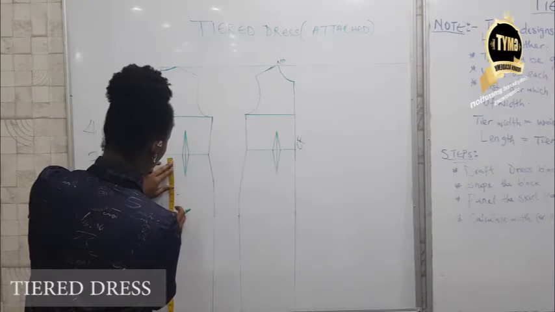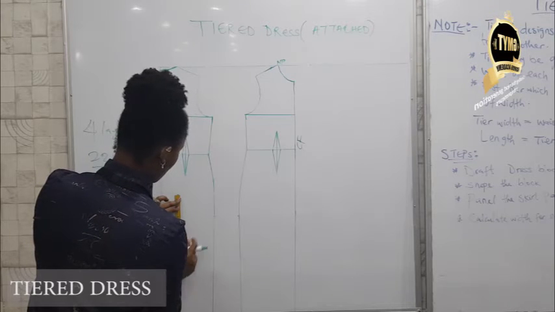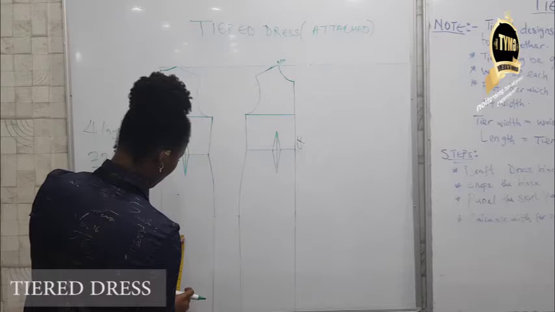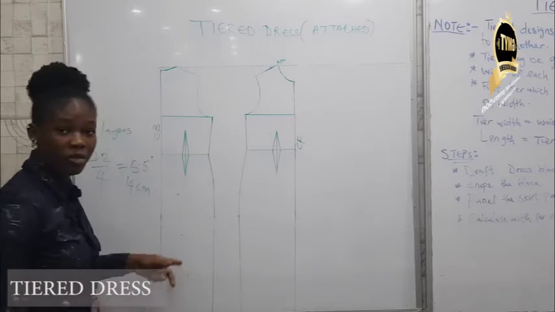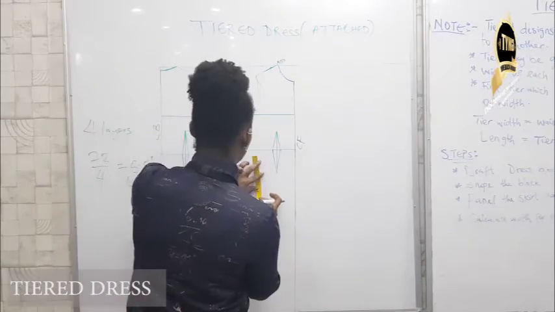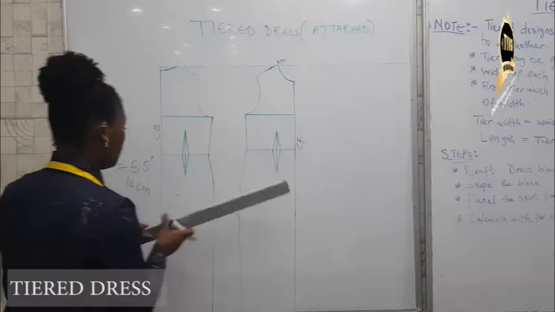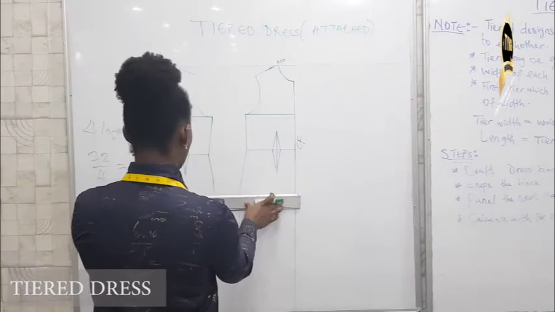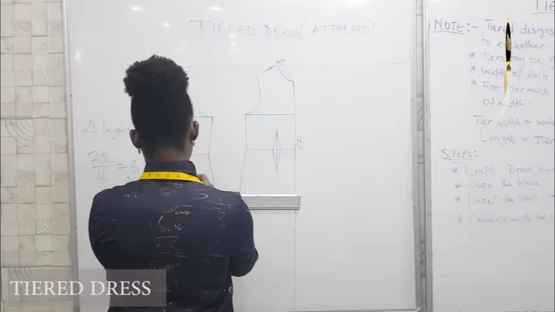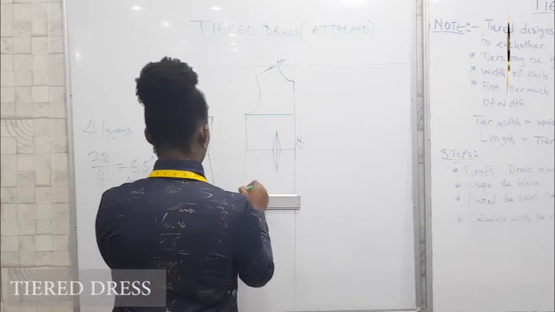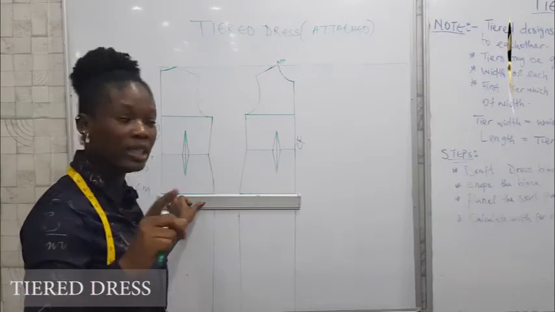5.5. So you do the same thing for your front, then you square it across. As you are squaring it, you are labeling it.